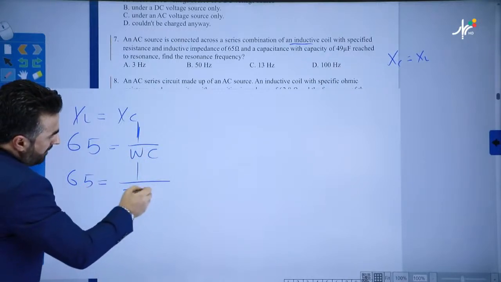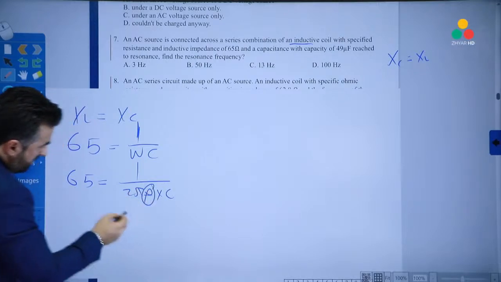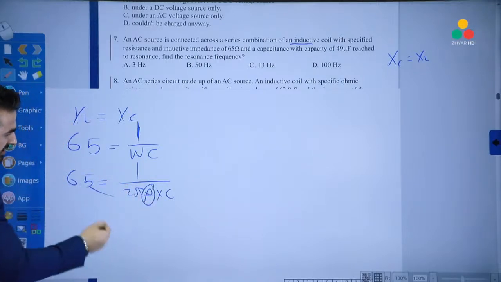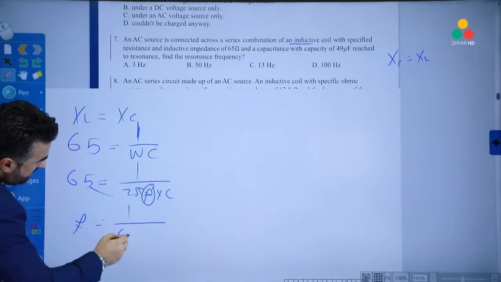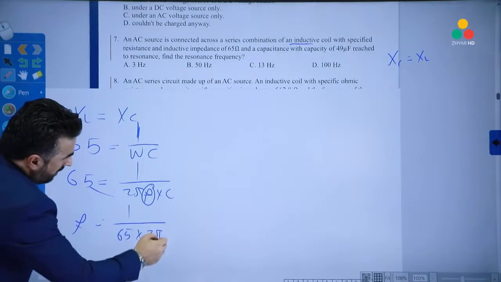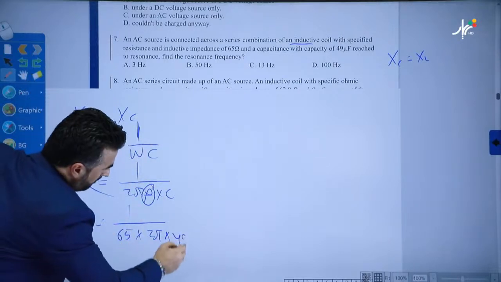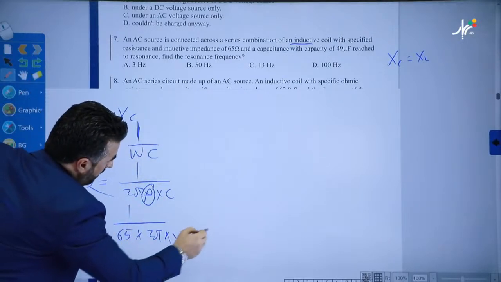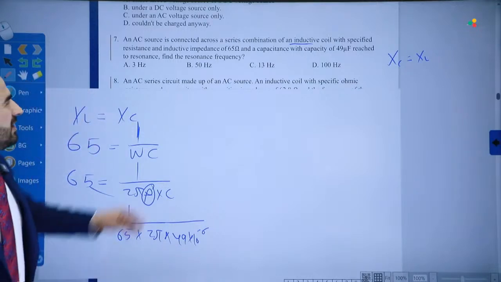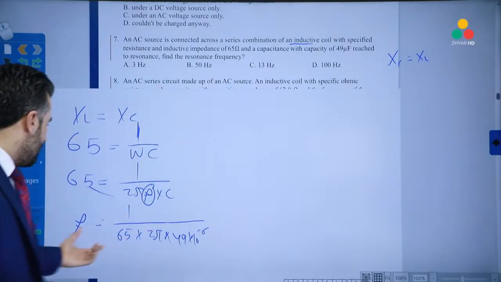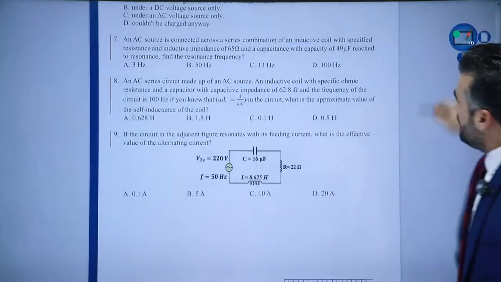Omega is 2 pi f, yeah? All right, and then multiply by C. What we're trying to find is this frequency here. So can I swap their places? The answer is yes. So frequency is equal to 1 over 65 multiplied by 2 pi multiplied by the value for the capacitance, which is 49 micro, that is 10 to the power negative 6. You do the math, of course, you will find the answer. And I believe it was 50. You do the math, and of course, you'll find the answer, yeah? Okay.